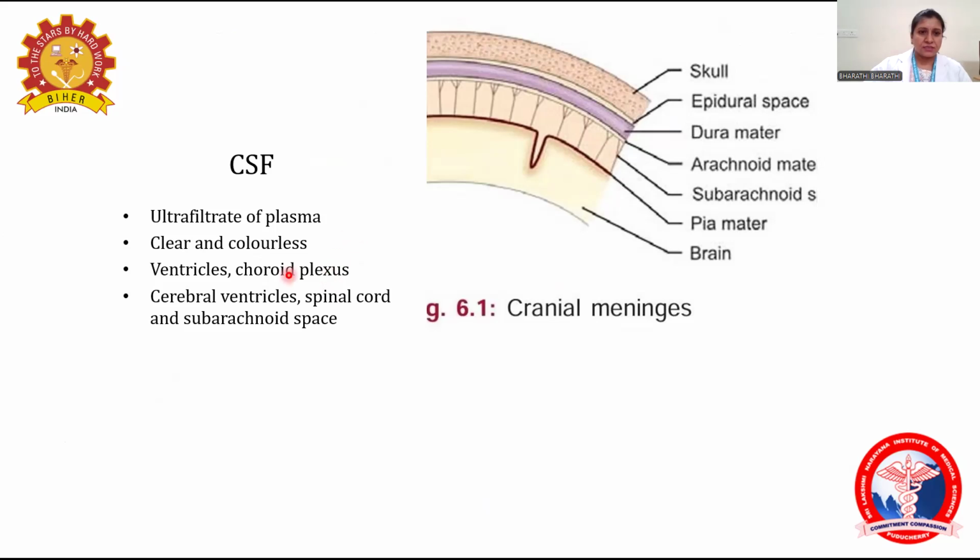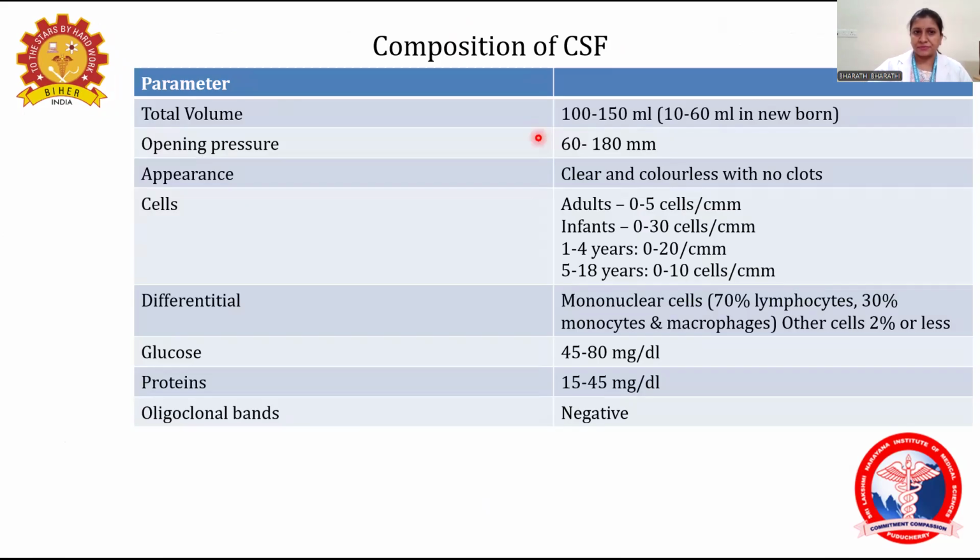So this is CSF that I already told. It's the ultrafiltrate of plasma. It appears clear and colorless, and it is produced in the ventricles by the choroid plexus, and it is present in all these layers. So this is the higher magnification. This is the arachnoid granulations, and this is the subarachnoid space.